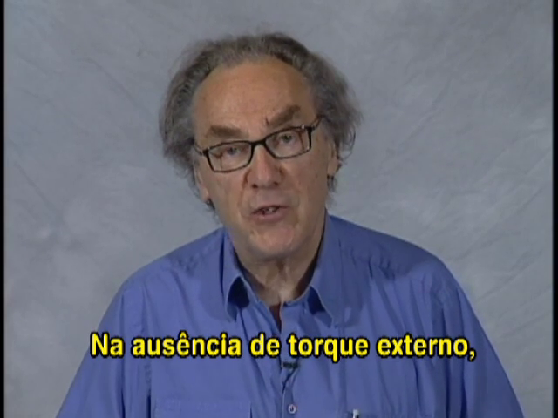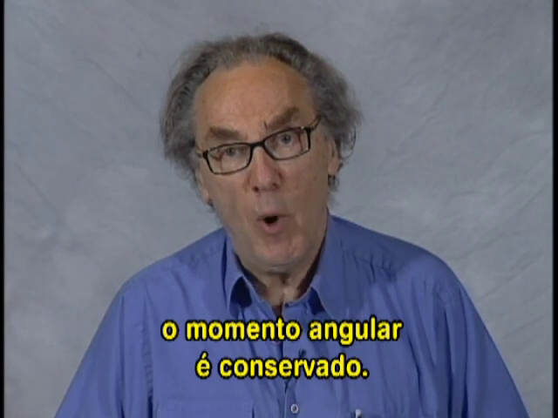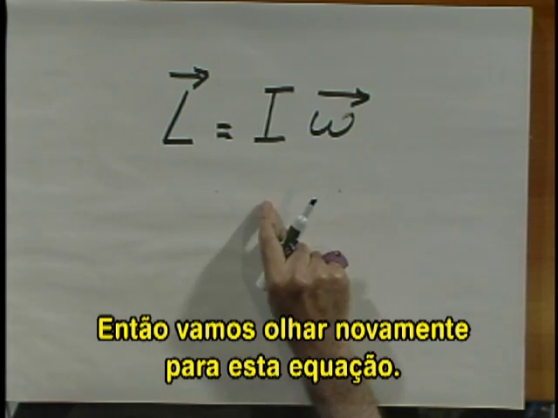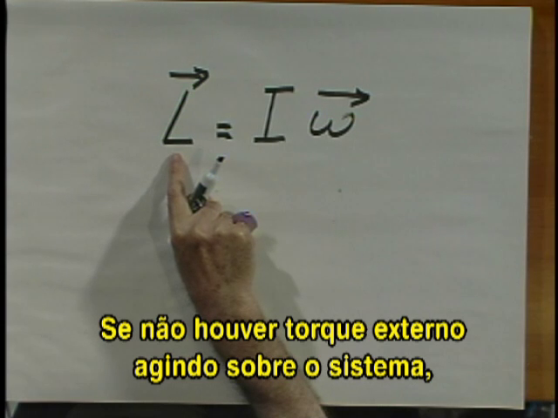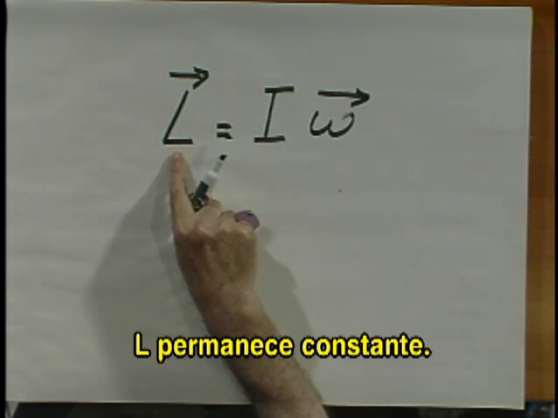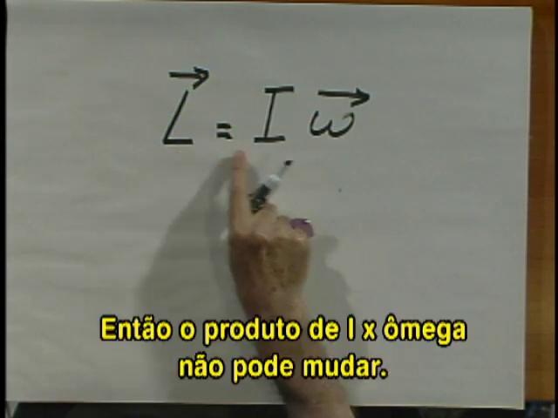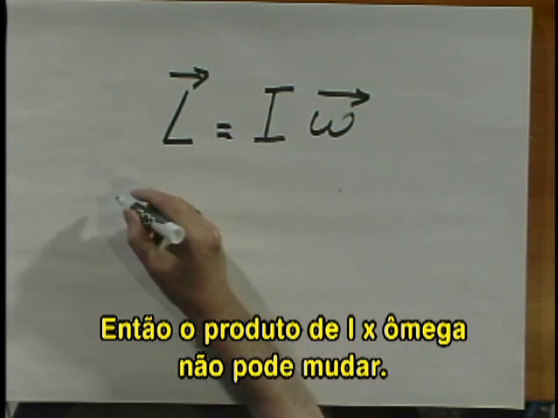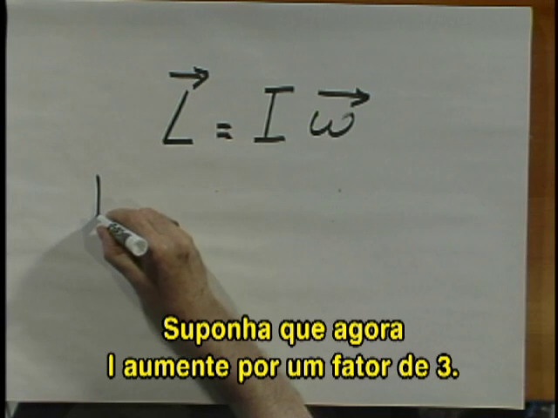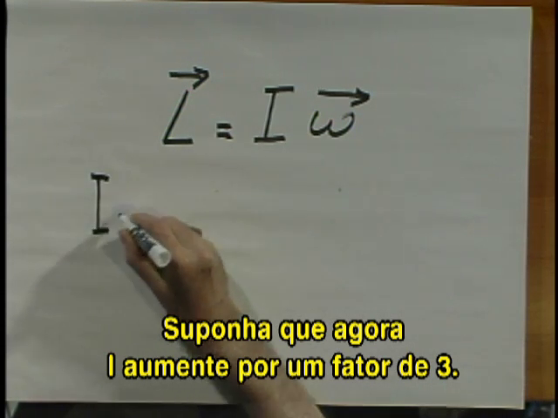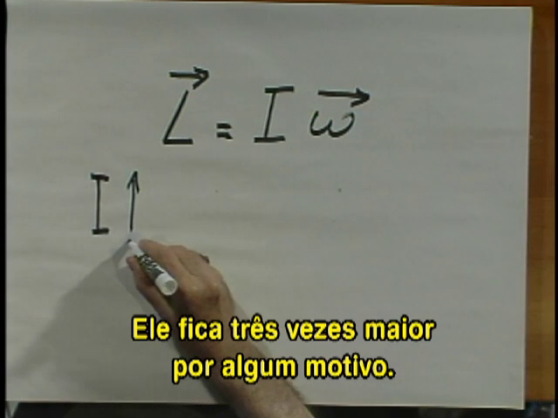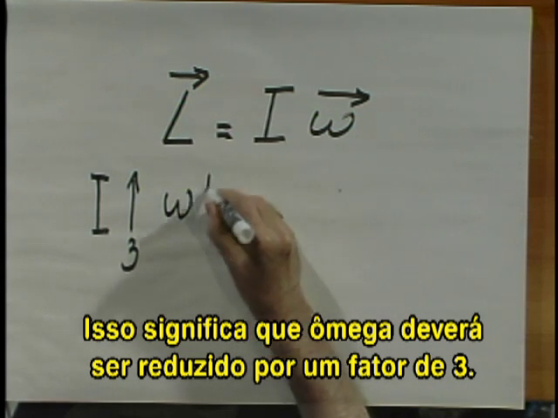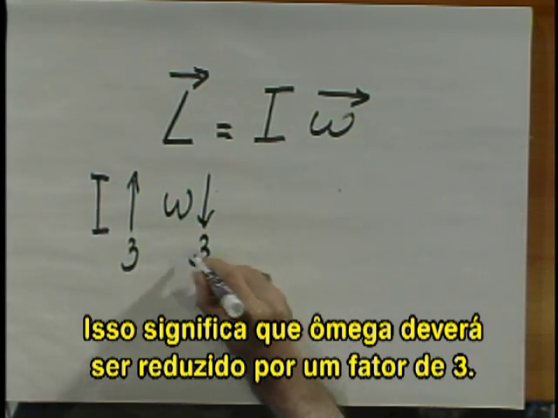In the absence of external torques, angular momentum is conserved. So let's look again at this equation. If there are no external torques on the system, L remains constant. So the product I omega cannot change. Suppose now I goes up by a factor of 3, becomes 3 times larger somehow. That means omega must then decrease by a factor of 3.